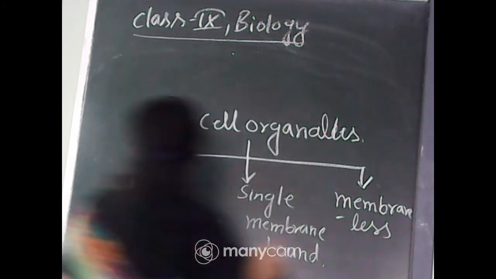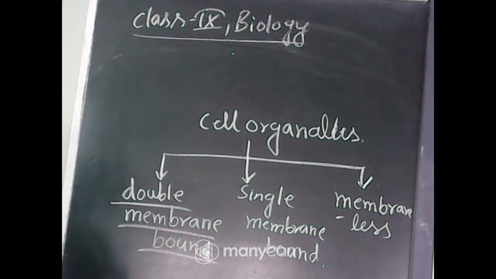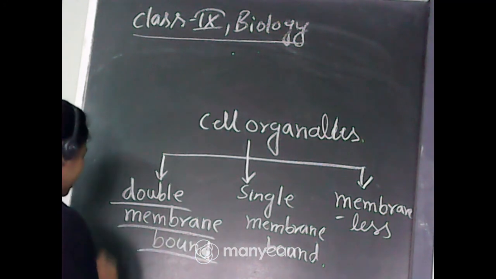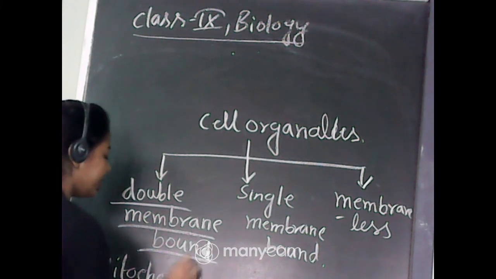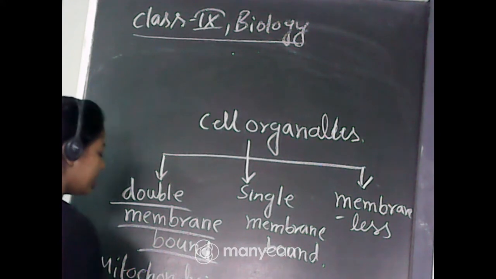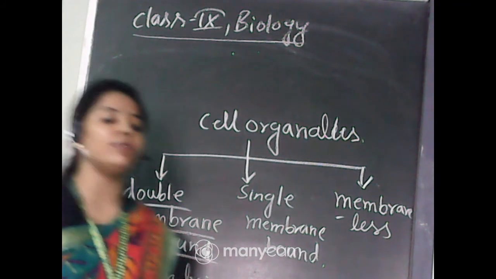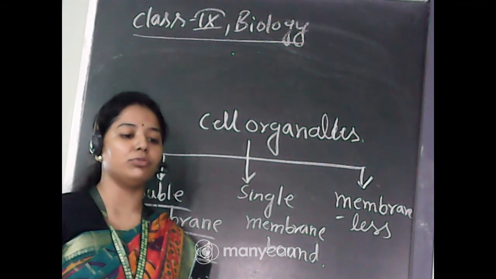Now I will give you examples. Double membrane bound structures: mitochondria have a double membrane bound structure. Then plastid, that is found in plant cells, also has a double membrane bound structure. Nucleus also has a double membrane bound structure, you know.